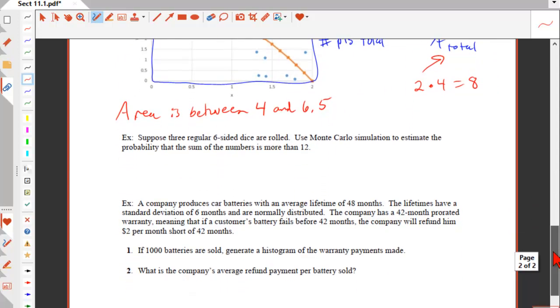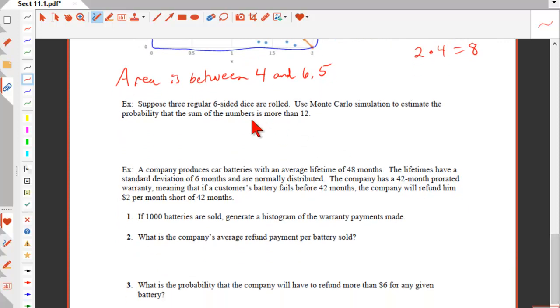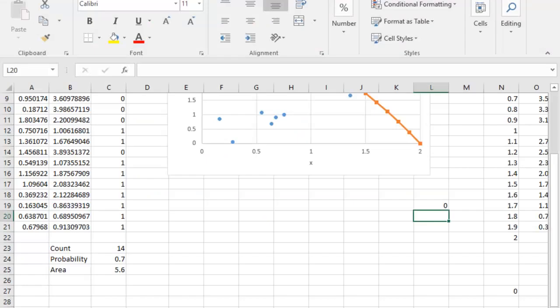Now let's do two more examples. Both of them are very similar to homework questions, actually. So here, I'm going to throw 3 regular 6-sided dice. And I want to estimate the probability that the sum of the numbers is more than 12. Okay, so pretty simple question that I want to do.